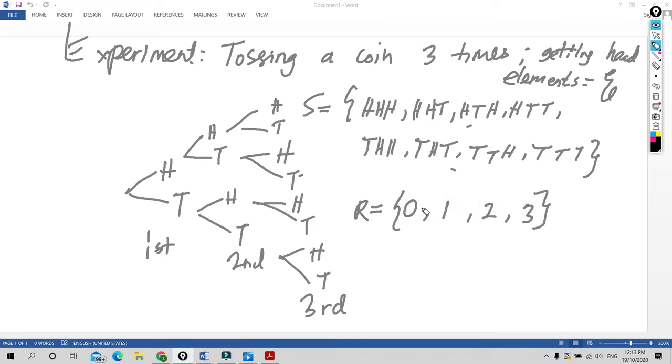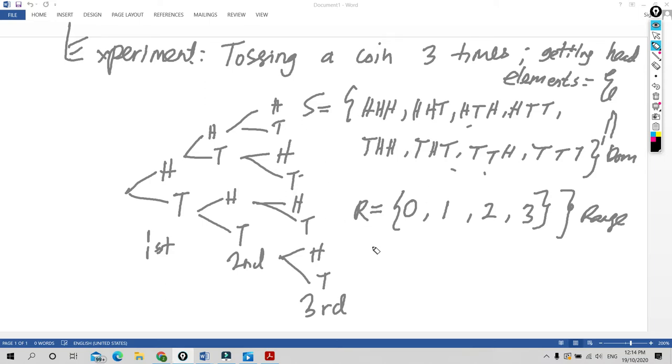You can get 0 heads, no head, all tails. 1 head refers to this one, and this is also 1 head. And you can get 2 heads, which refers to this one and this one. Or you can have 3 heads, this one. So S is my domain. This is the domain, and here is your range.